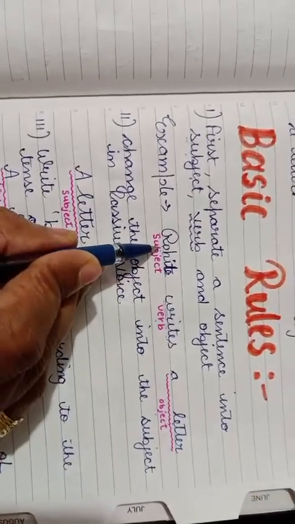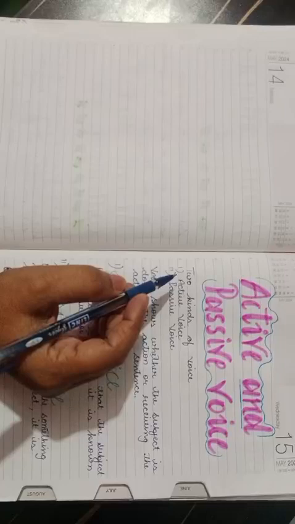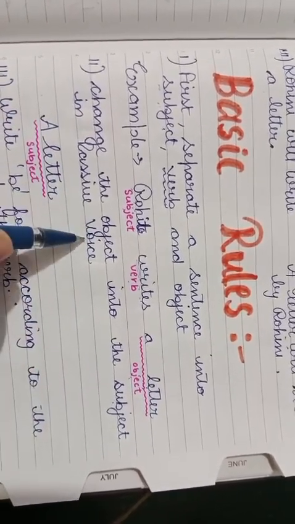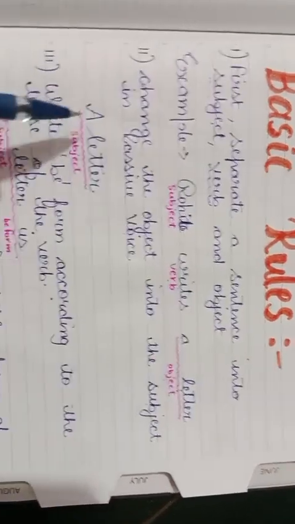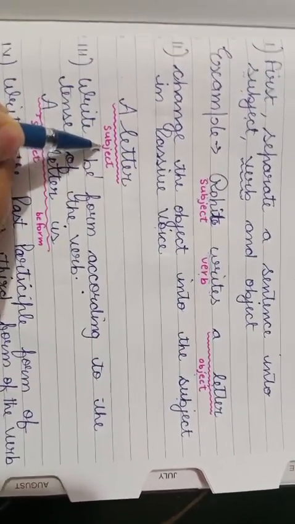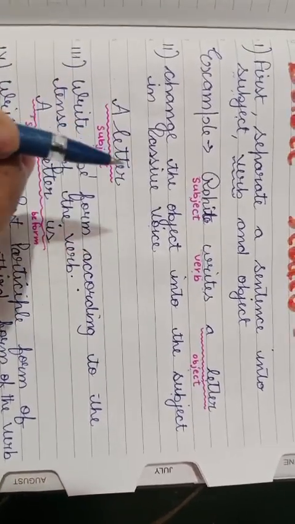So here we have subject Rohit, letter is an object. So in the passive voice, we will change the object into the subject. So a letter becomes the subject in our passive voice. It is the second rule.